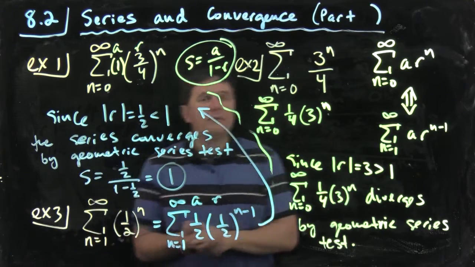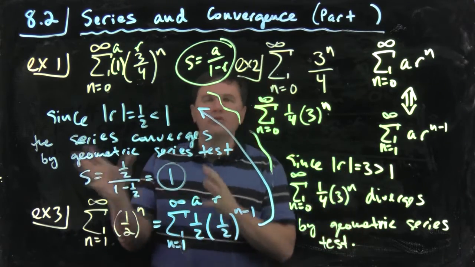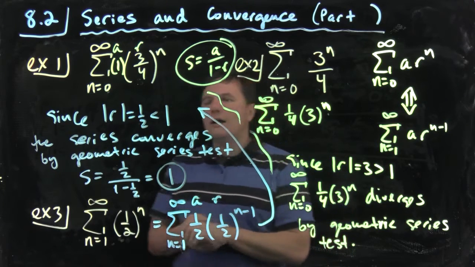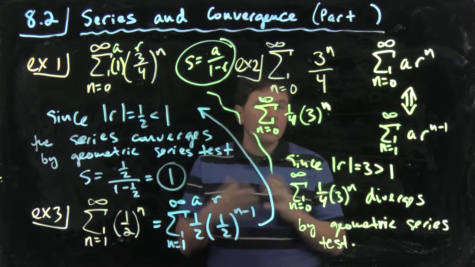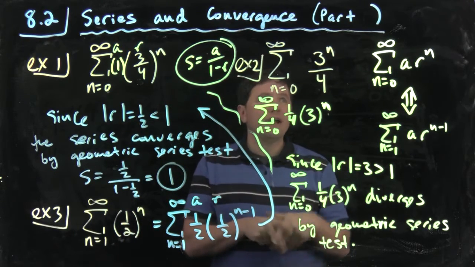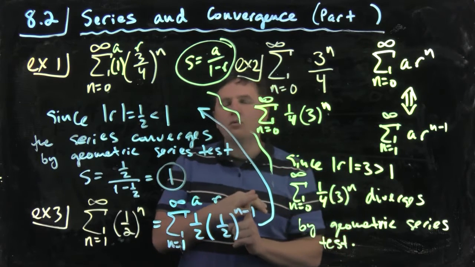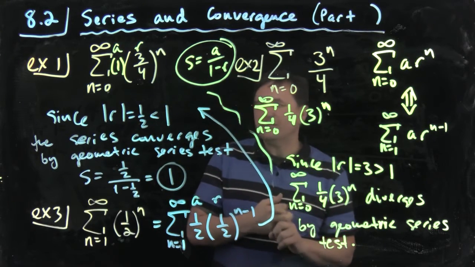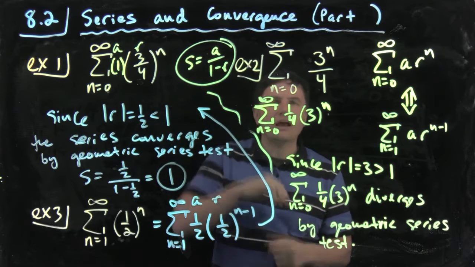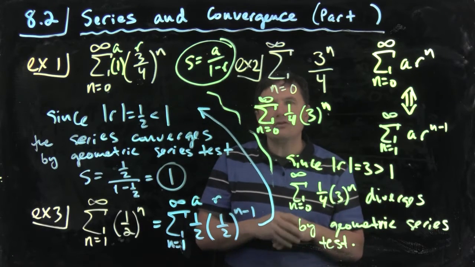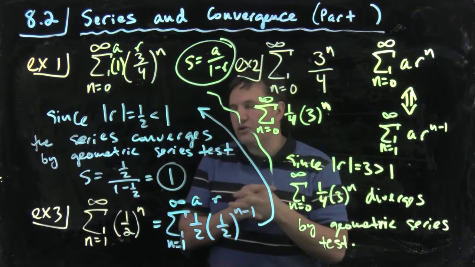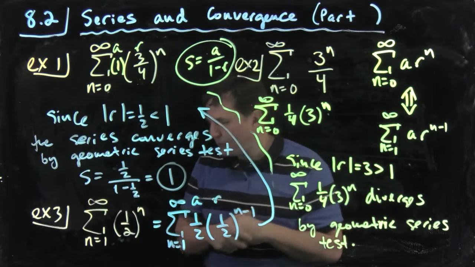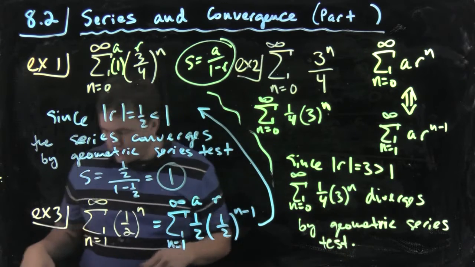Okay, so that's the geometric series test. Quite easy to use once we write it in the proper form. So once again, really just quite easy. If the absolute value of r is less than 1, then it converges, and the sum is equal to a over 1 minus r. If the absolute value of your common ratio r is greater than or equal to 1, it diverges. All right, so that's the geometric series test.